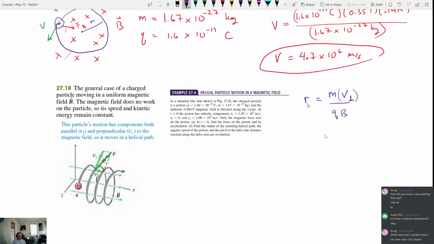So this equation, r equal to mv over qB, the velocity that we care about here specifically is the component of the velocity that is perpendicular to the magnetic field. Okay, so v perpendicular is going to be the component of the velocity that is perpendicular to the magnetic field.